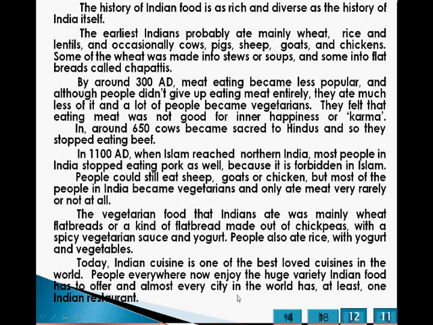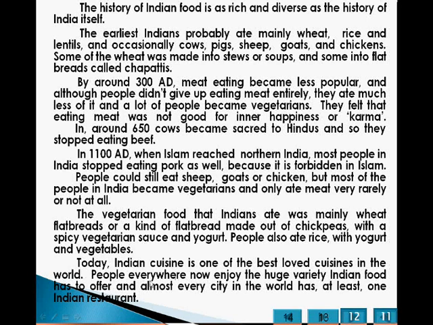So in order to find the answer, where do you think we are going to look in the text? Are we going to use the second paragraph, which was talking about the earliest Indians? Or are we going to look at the 4th or 5th paragraph, which was talking about Islam reaching northern India, which happened in the year 1100 AD? Or what? Be careful, they are asking us about today, the present time. So we are going to look at the last paragraph.